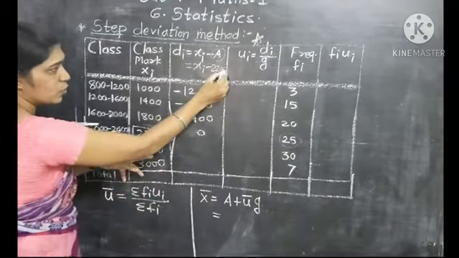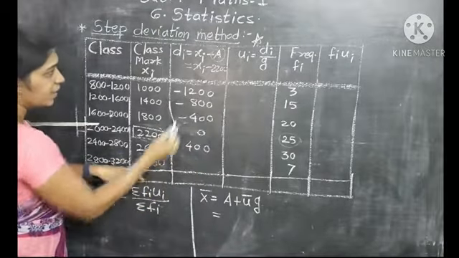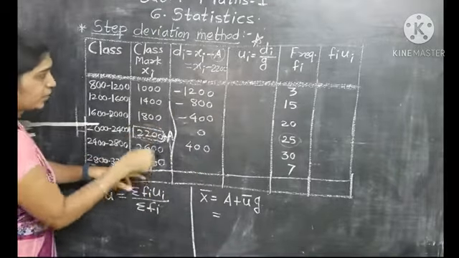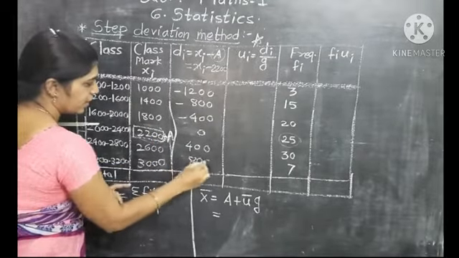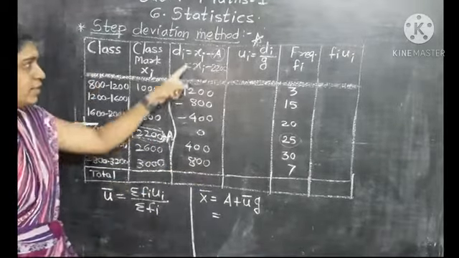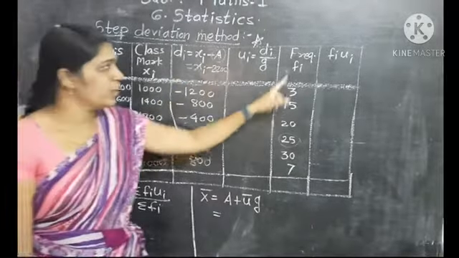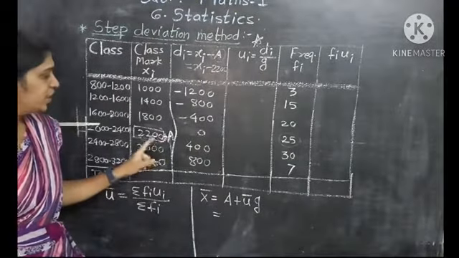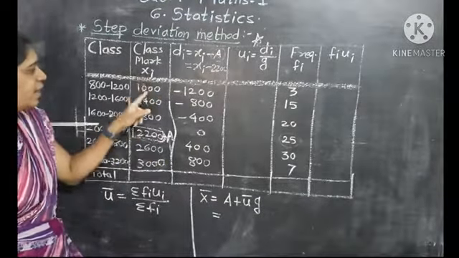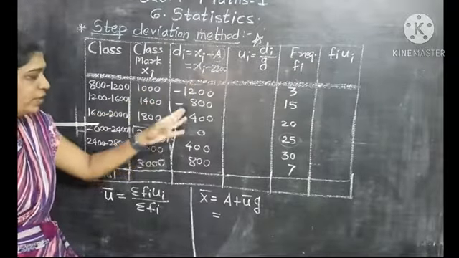2600 minus 2200 becomes 400. And last xi means this column. Okay, 3000 minus 2200 becomes 800. Understand this step? Xi minus a. Here a, we calculate the highest frequency's class marker. This is the a. And xi minus a: xi means this column, minus a means 2200 calculated here.